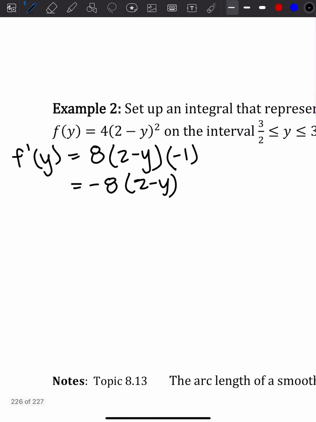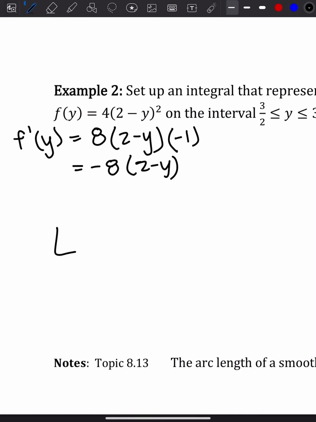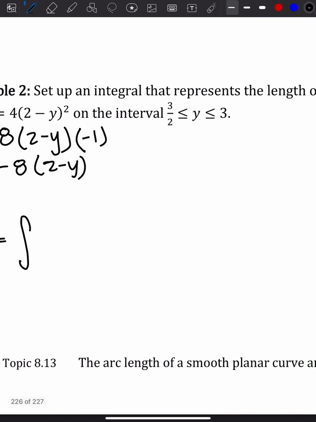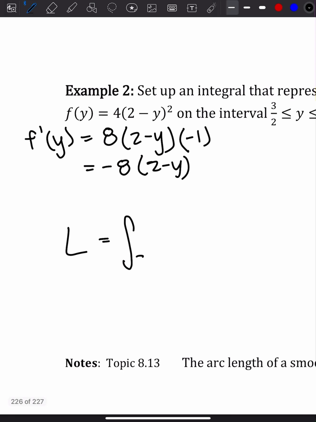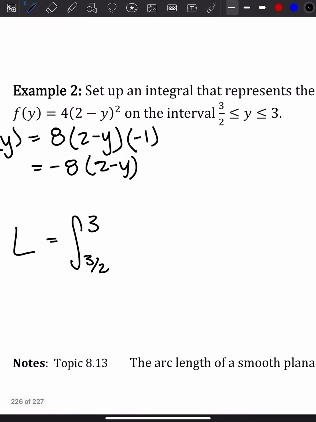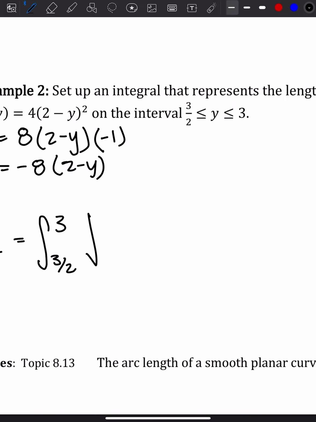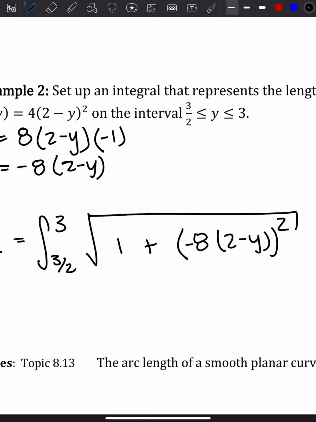So now we are going to use our arc length formula. So we have the integral. They gave us 3/2 and 3, so those are going to be our bounds. And then we have the square root of 1 plus our derivative, negative 8 times 2 minus y, squared, dy. This is a setup, and we don't have to solve, so we are done with that problem at that point.